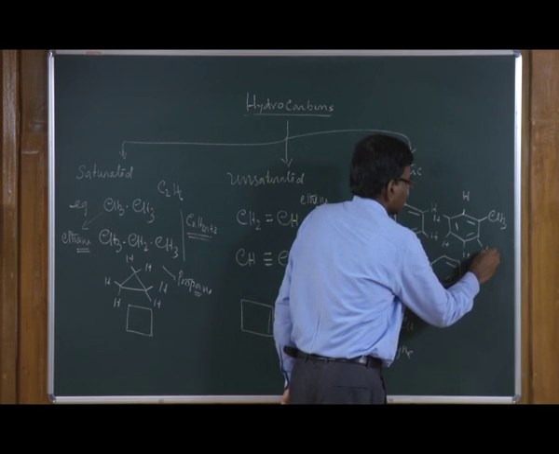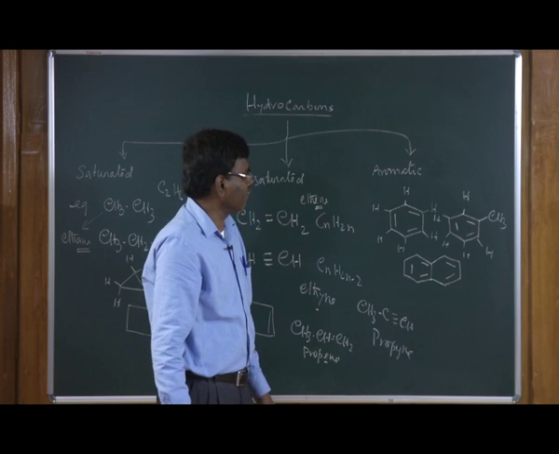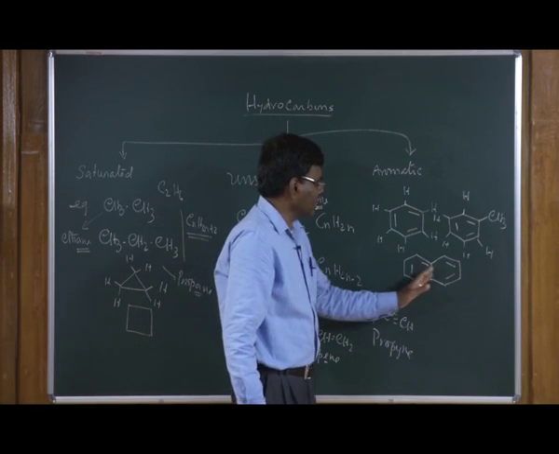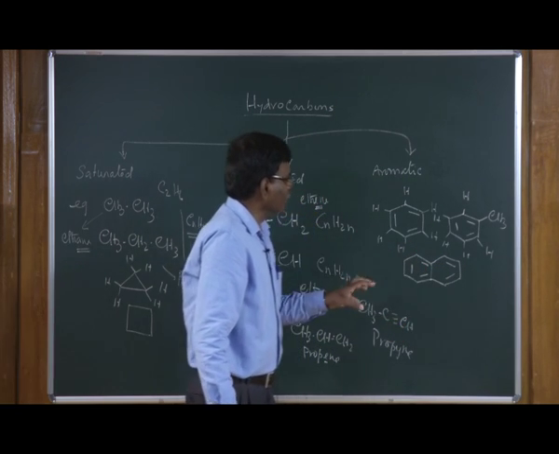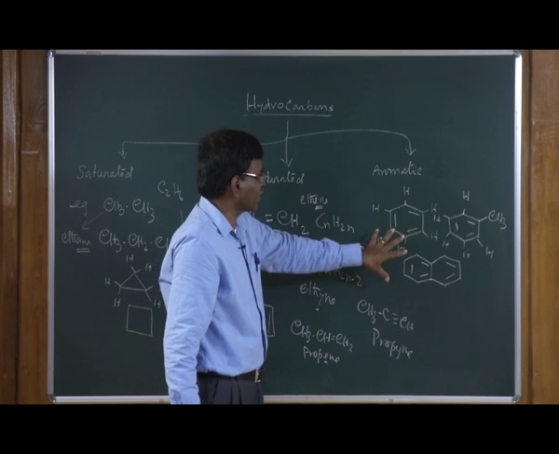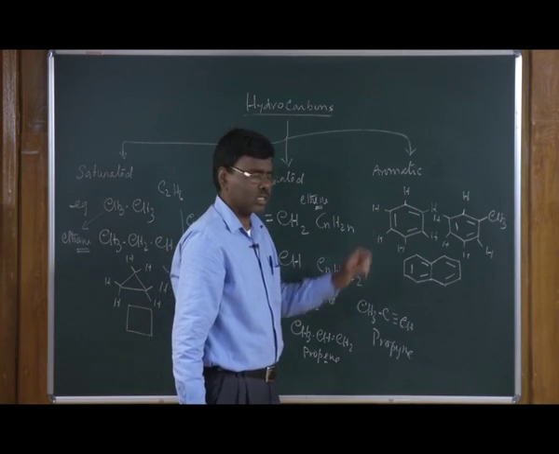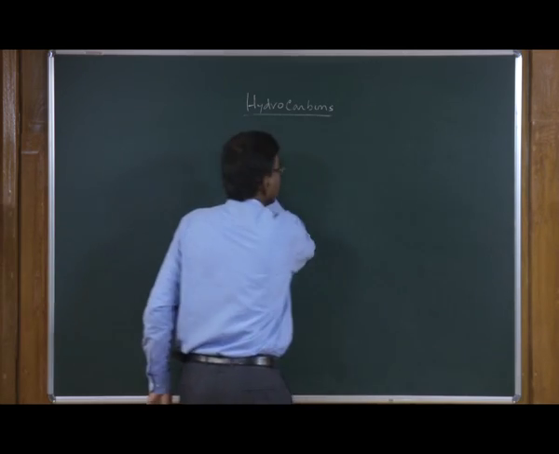When one of the hydrogens is replaced by a methyl group, it is called methylbenzene, and this is benzene, and this one with one more ring is called naphthalene. These are also hydrocarbons; look at it, they have only carbon and hydrogen atoms. These kinds of compounds are called aromatic hydrocarbons.